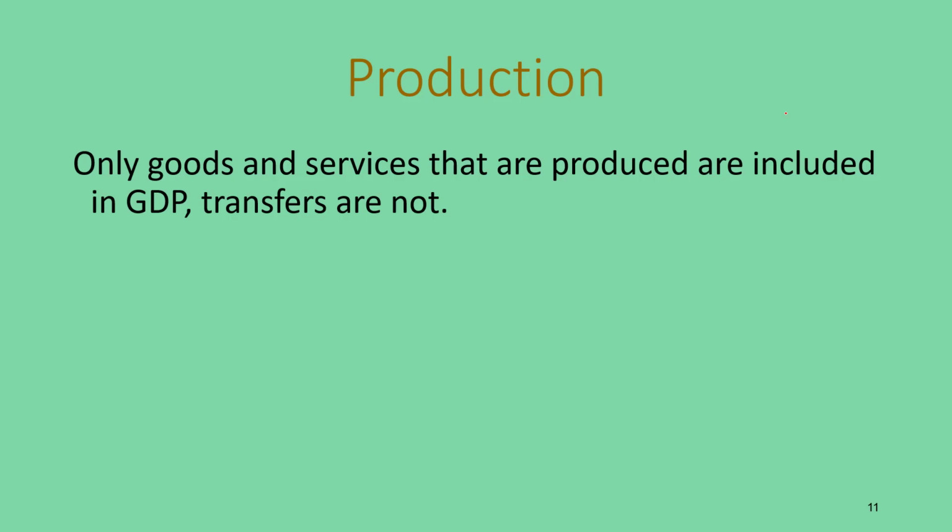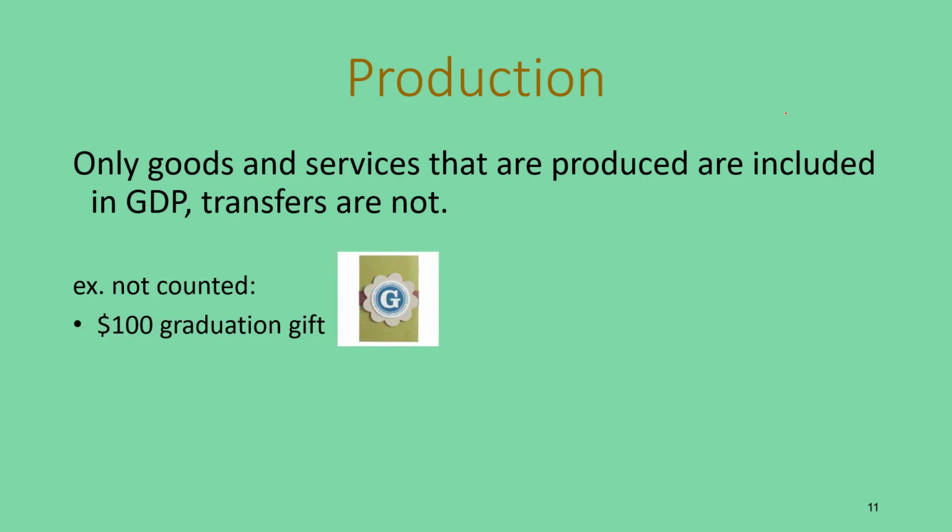So what are some examples of transfers? So again, these are things that would not be counted into GDP. Right. Well, if you are graduating this year from college and your grandmother gives you a $100 check as a graduation gift, that's not included into GDP, even though money is changing hands, right?